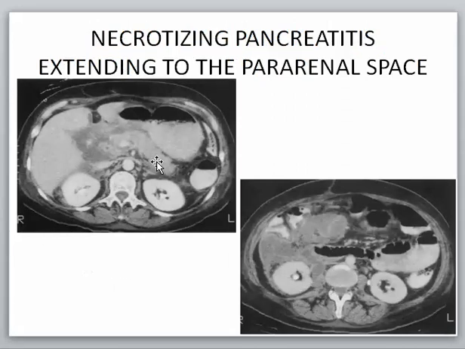Here the pancreas is incomplete. The region of the head is hazy, surrounded with fluid, and it is extending into the anterior pararenal space in this region. So this is necrotizing pancreatitis, and here are the multiple fluid collections. So this represents necrotic material extending and filling the anterior pararenal space. So these two examples are examples of necrotizing pancreatitis.